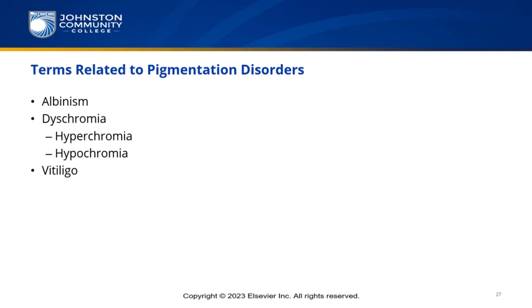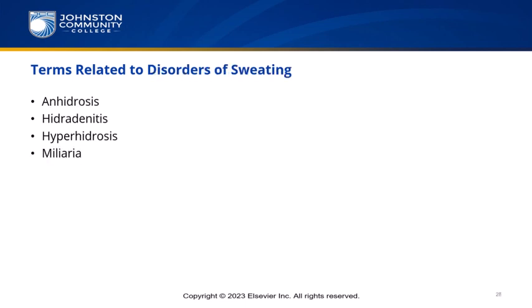Lastly, we have vitiligo, which is a condition of patches of the skin that lack pigmentation as a result of an acquired disorder of unknown origin. Terms related to disorders of sweating. This first term is abnormal condition of no sweating. We know our prefix "an" means no, not without, hydro means sweat, and our suffix osis means abnormal condition.